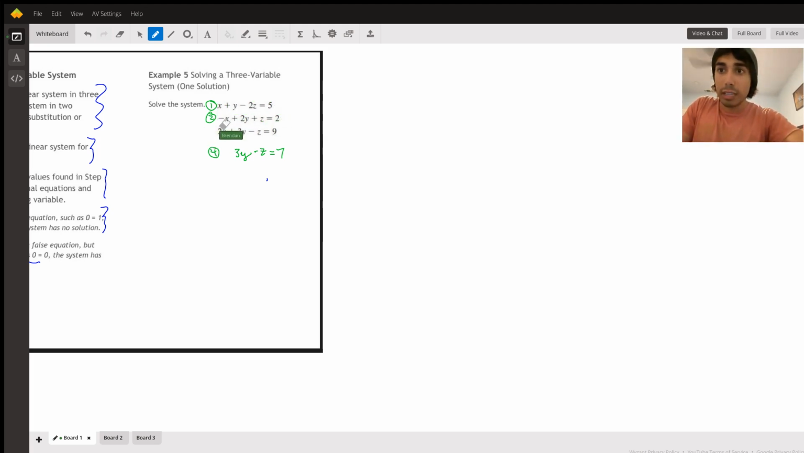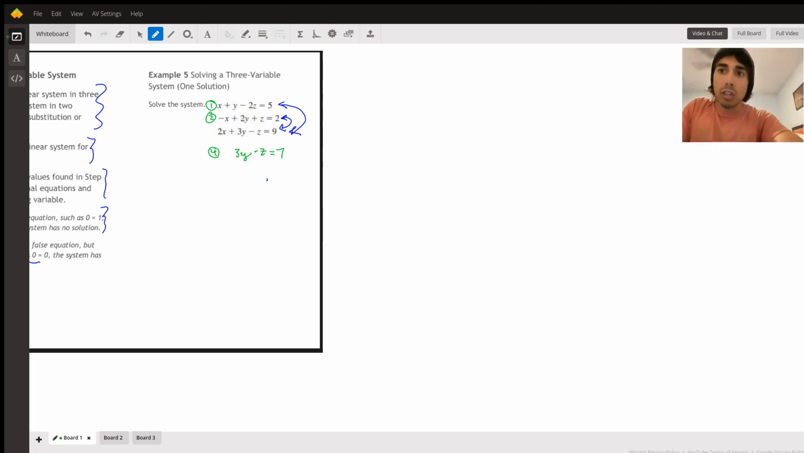Okay, so notice I used equations 1 and 2, and I added them together to come up with equation 4. All right, well, so now I have two options. Either I can use equations 2 and 3, or I can use equations 1 and 3. I just can't use the same two again. I have to pick a different combination, but we need to eliminate that same variable. We want to eliminate x again.